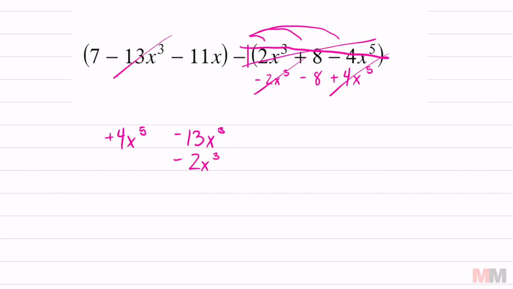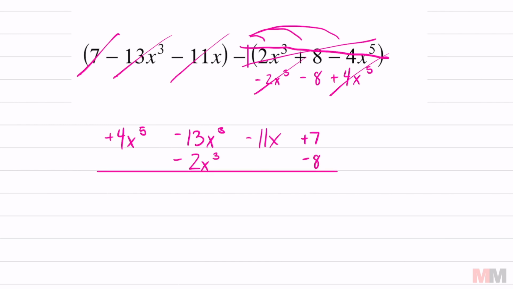And then it's the same process. Scan, see what the next term is. It's -11x. And you can see what's left over. That's why I cross it off. There's nothing with an x term. All I have left is +7, which is that one, and -8.